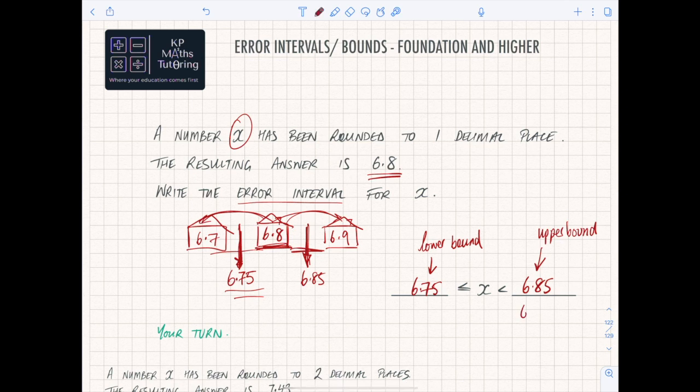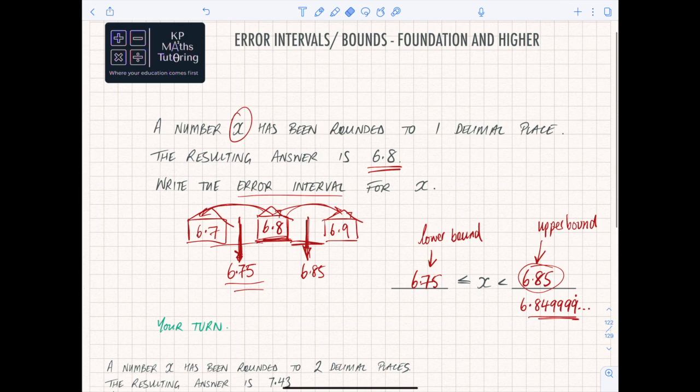Technically you could argue then it becomes 6.84999, and that would be recurring. It would just go on and on and on. But at what point would you stop here? So we use the notation of 6.85, and 6.85 is correct because we're saying it is less than 6.85. That's how you do a basic error interval question.